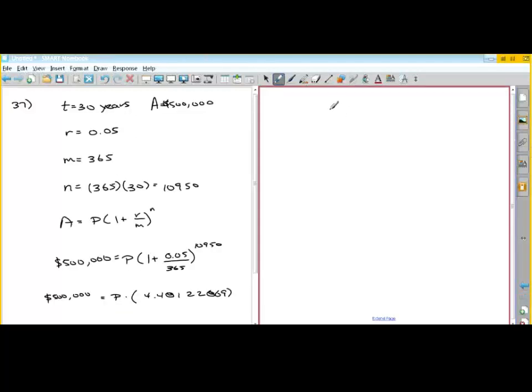Okay, what's next? 41. So 41 says find the effective annual yield. So remember, the yield is equal to 1 plus the rate divided by the number of periods, raised to the number of periods in the year, minus 1.